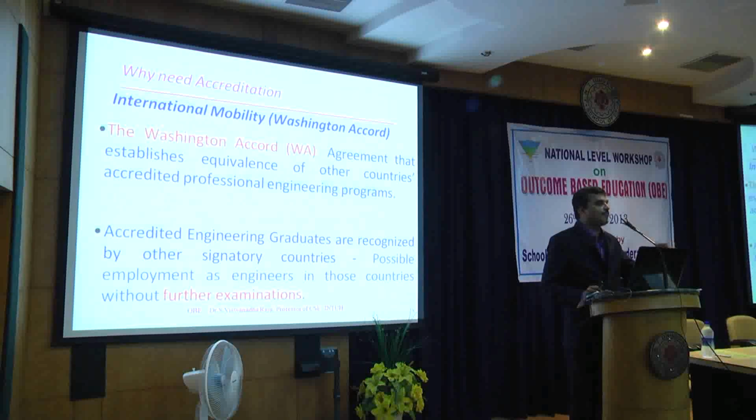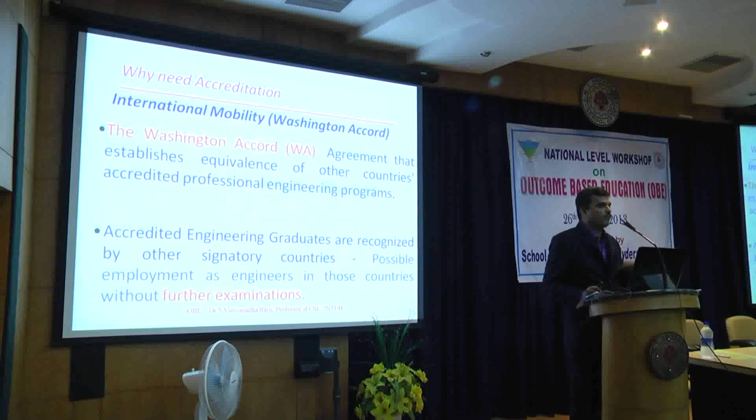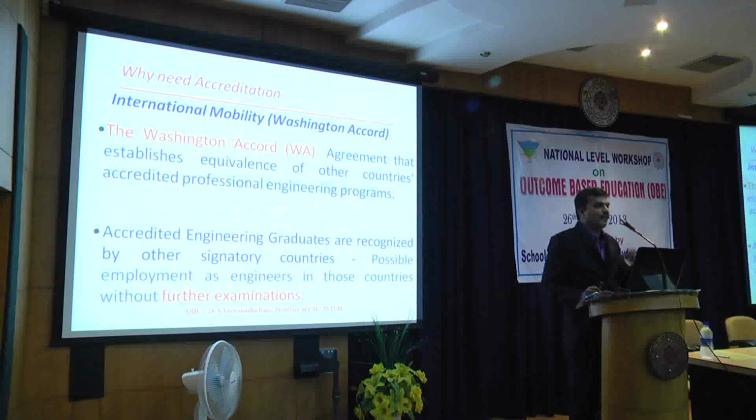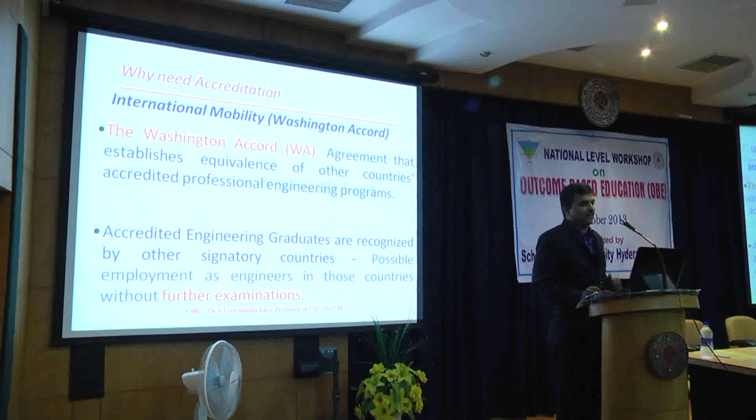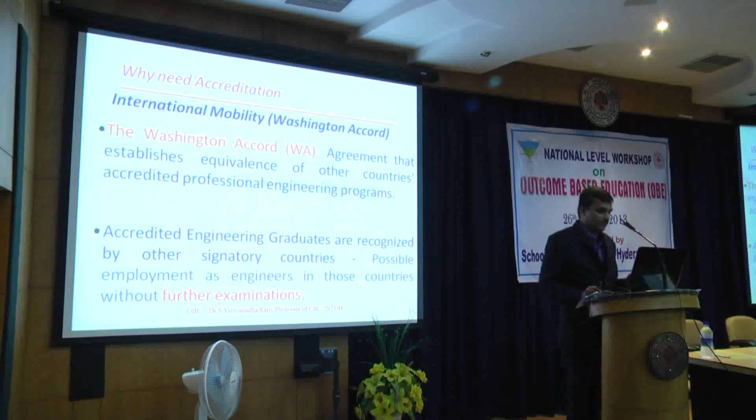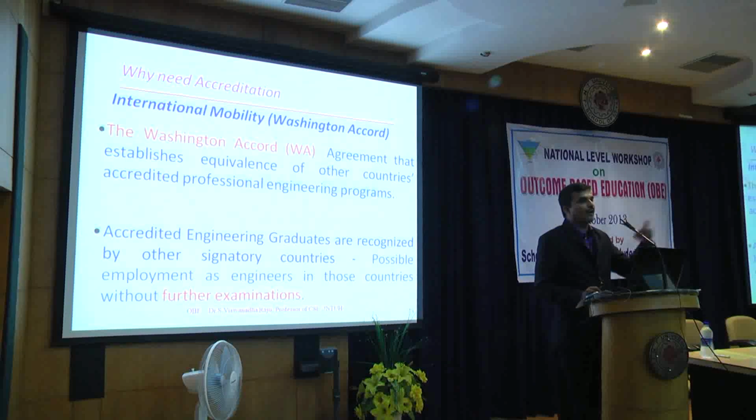Otherwise, we always have to go ahead with the collaboration system only. Why do we have to encourage the collaboration system always? By the collaboration system, what are we getting? We are losing a lot of things. When we are also a member of the international accreditation body, then these things can be avoided. A lot of funding also we can extract from outside the country. That is the main advantage of this international mobility. The Washington Accord is one association, an agreement that establishes equivalence of other countries' accredited professional engineering programs. This is one body, giving membership to countries as provisional membership or full membership.